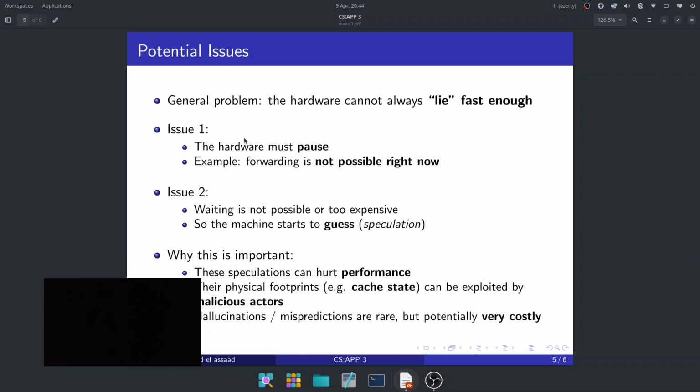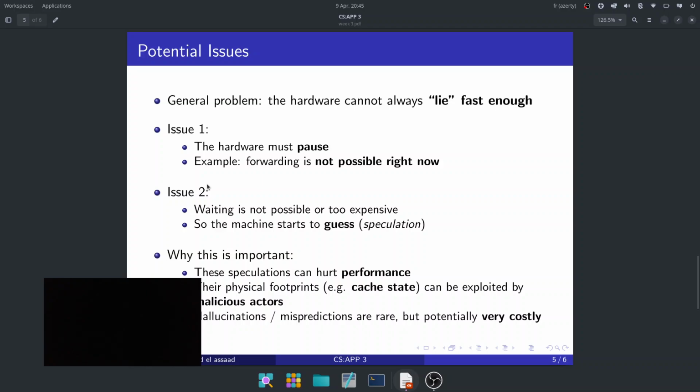The first behavior is the pausing, which creates bubbles, where essentially, as we explained earlier, instruction A is waiting for instruction B, but instruction B has not yet achieved the write back stage. So what happens? The hardware pauses, and this creates a gap in the processor, in the cache, and this can lead to problems.